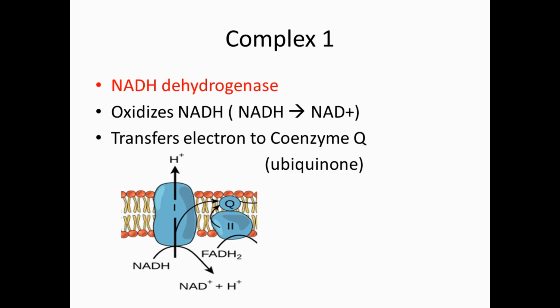So first is complex 1, which is NADH dehydrogenase, which oxidizes NADH and converts NADH into NAD+, and that extracted electron will transfer into coenzyme Q, also called ubiquinone. As you can see in the picture, complex 1 is converting NADH into NAD+, and that extracted electron will go into coenzyme Q, which is attached to complex 2.